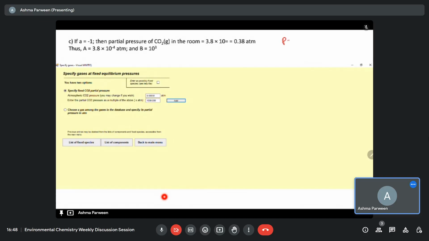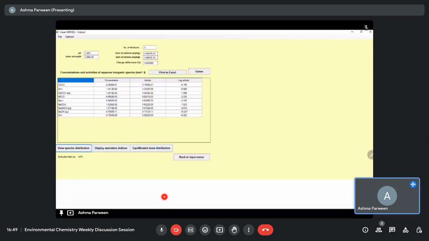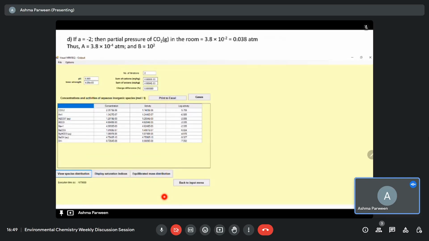We have been given PCO2 equals 3.8 into 10 raised to power minus 1. In the software it is 3.8 into 10 raised to power minus 4, so we will multiply it by 1000 and run MINTEQ, and the pH we get is 5.905. Again for option D, A is minus 2, that is PCO2 is 3.8 into 10 raised to power minus 2. In the software it is 3.8 into 10 to the power minus 4, so we'll multiply by 100, and finally the pH we get is 6.905.